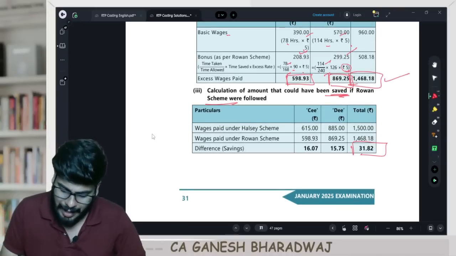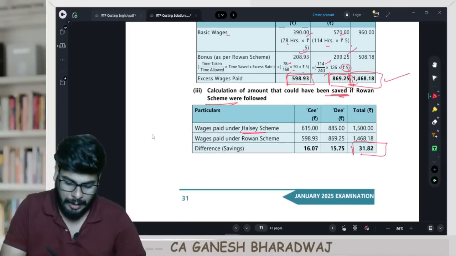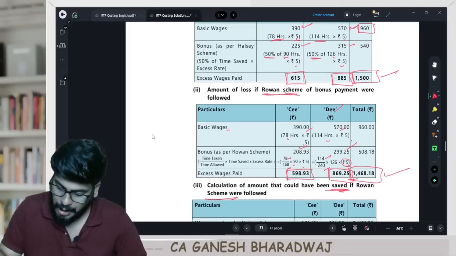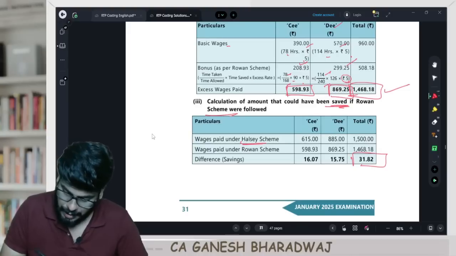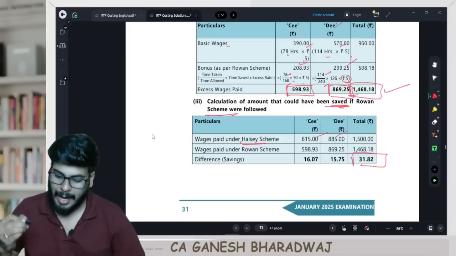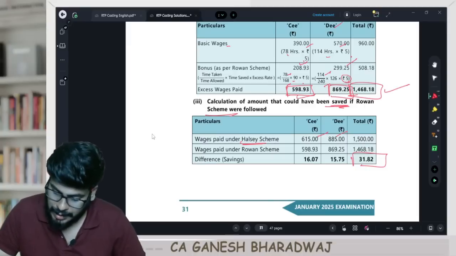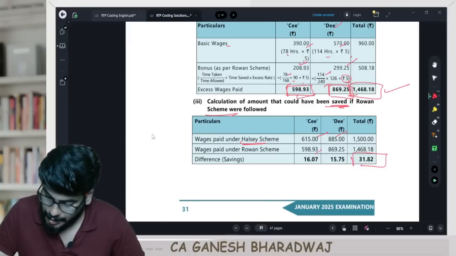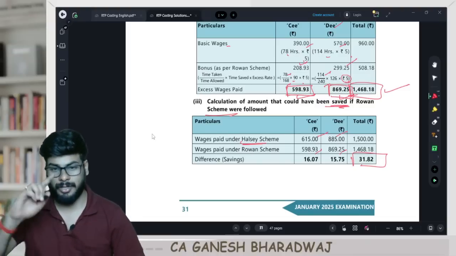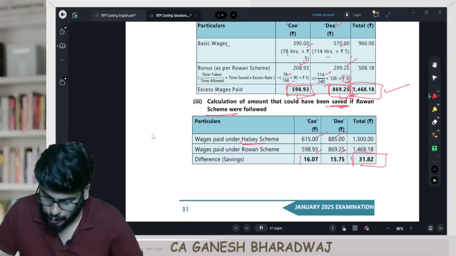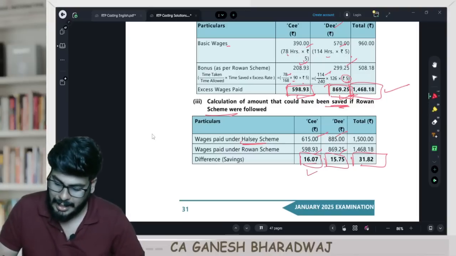Nothing great. Wages paid under Halsey. Whatever was the figure that you found in the top, 615.885, you just plug these figures here, 615.885. And wages paid under Rowan, 598.93 and 869.25. You just plug these two figures here and total it up. The difference between these two, you arrive at 16.07 rupees.